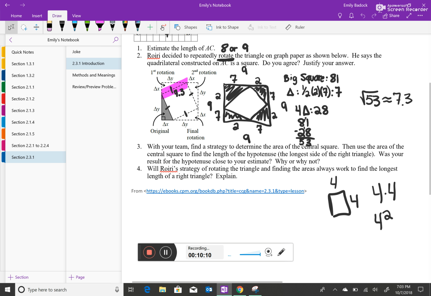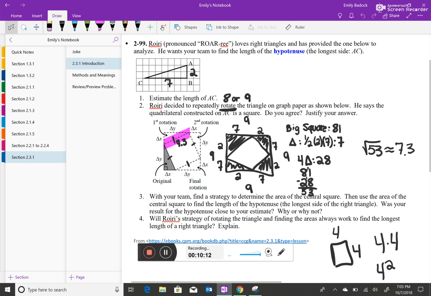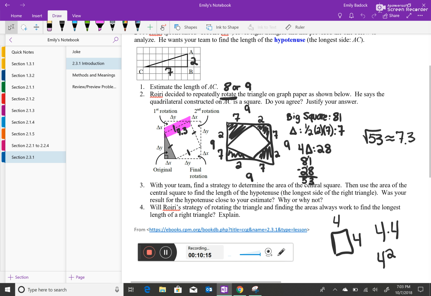So that is, and I know that there's a lot of work here, but that was question 299. So the idea here is find the area of the big square, find the areas of the triangles, subtract them. And then if you want to find the hypotenuse, you take the square root of the area, because that'll give you the side lengths.